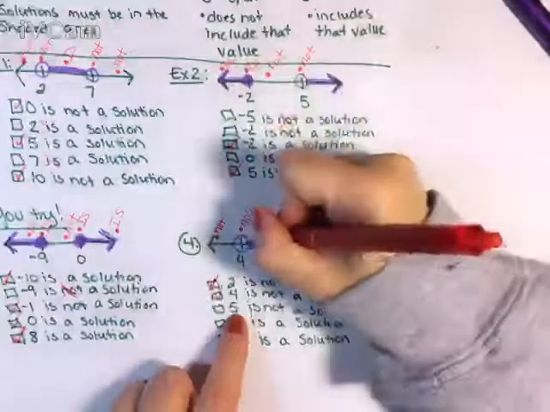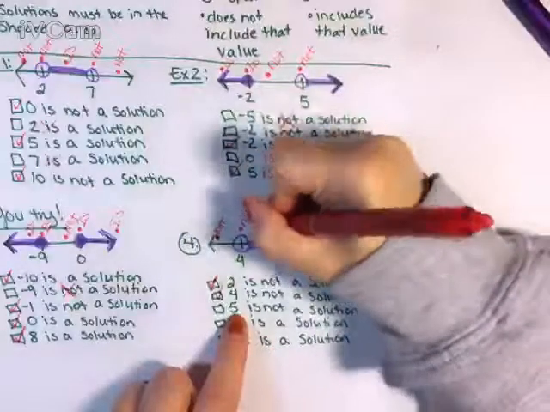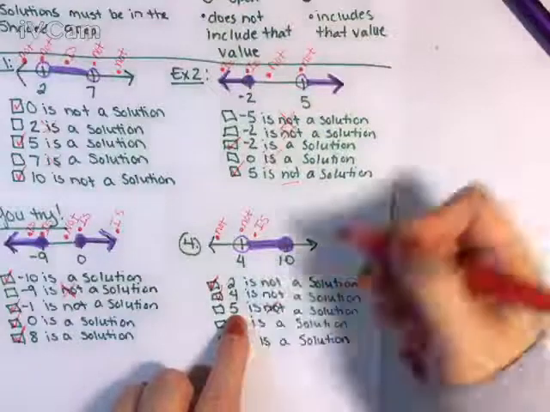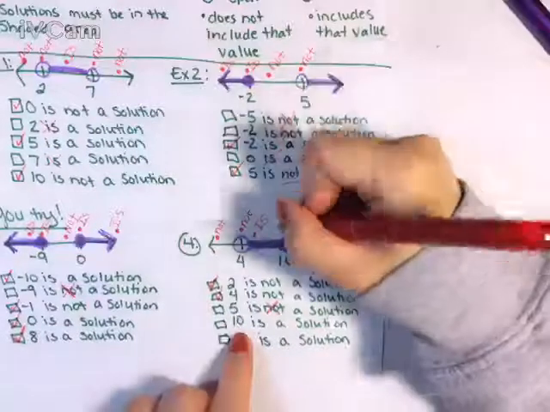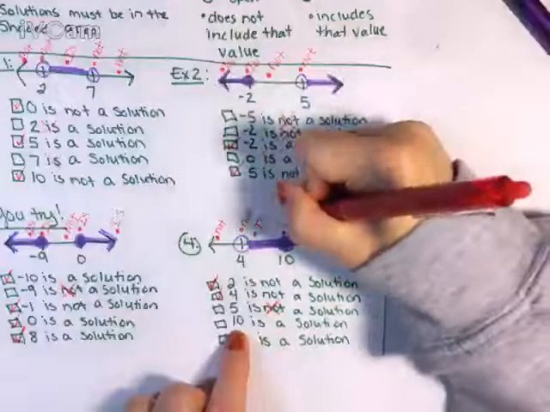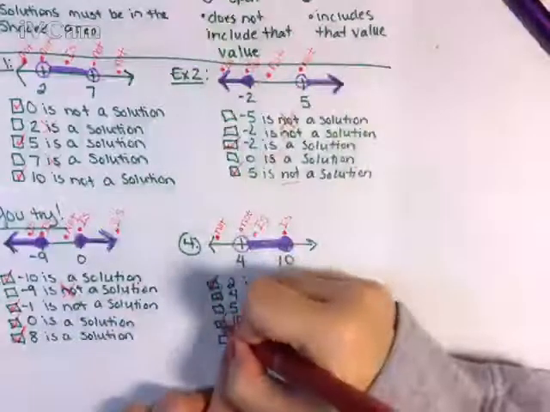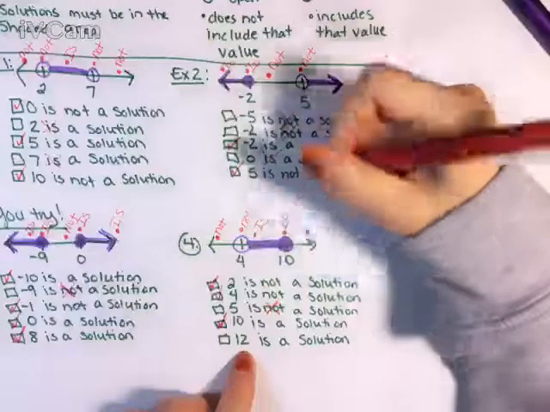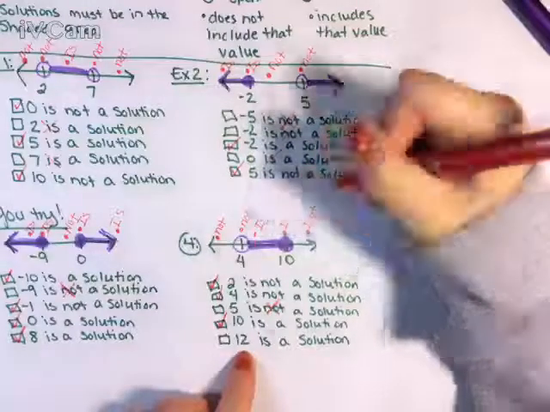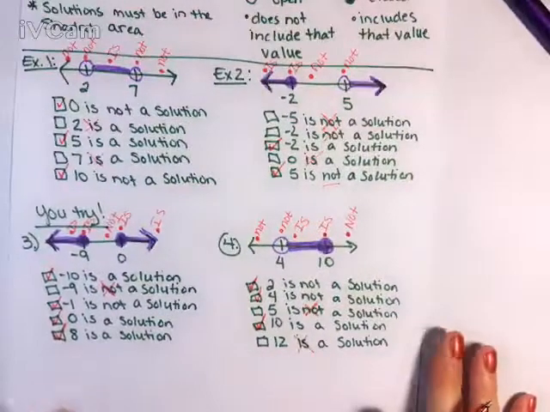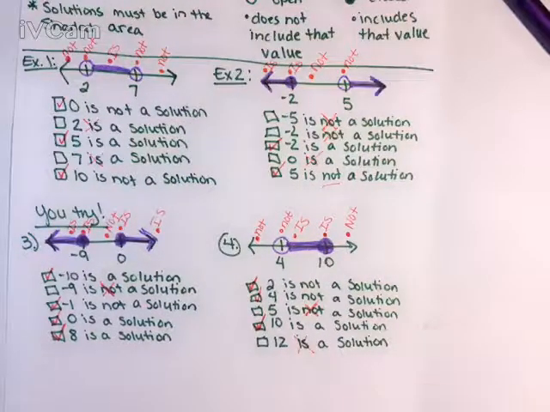At 5, that would be right here, that is in the shaded area, so this is a solution, so this is false. At 10, we're going to be right here on the circle, but it's shaded in, so this is a solution, so that's true. And then we're going to go to 12. That's not in the shaded area, so that's not a solution. This is false. So hopefully you were able to get those. If you still have any questions, please contact one of your instructors to get some help on that.